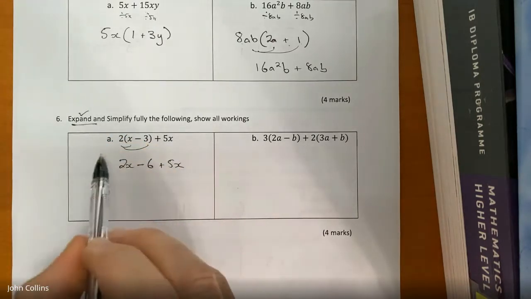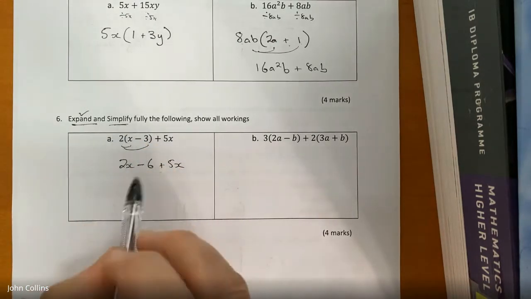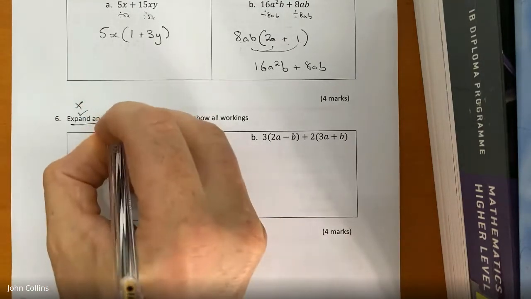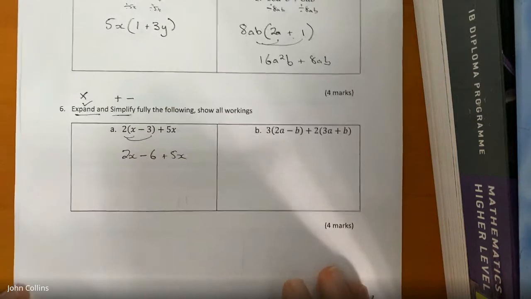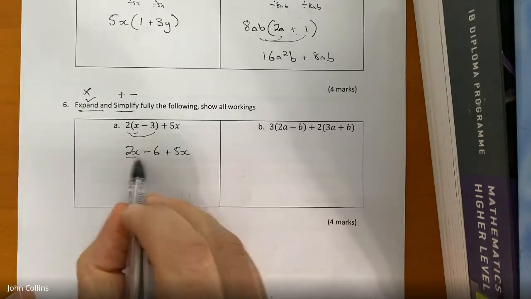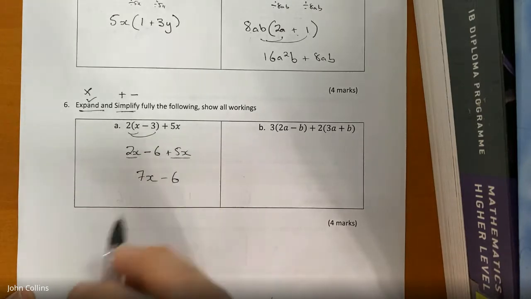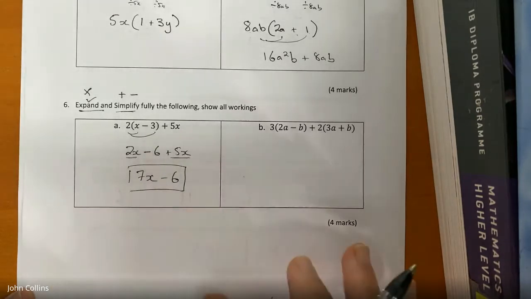That's done. Now we're going to simplify next, so that's adding or subtracting any like terms. Remember, expanding, think multiplying. Simplifying, think adding or subtracting. There's 2 x's here and there's 5 here, so there's 7 x's in total. Take away 6, and that's our final answer. Can't do any more than that.